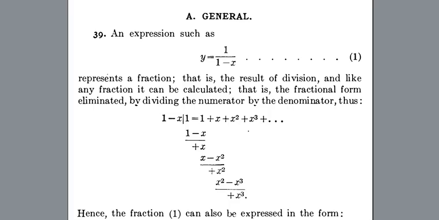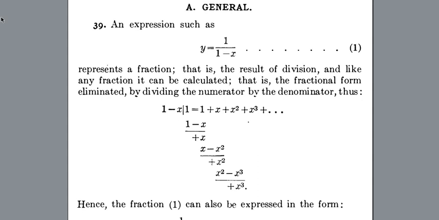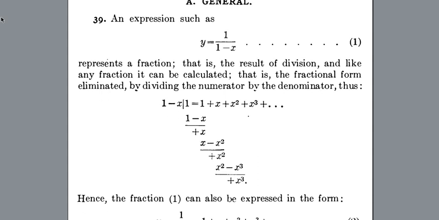denominator as follows. 1 minus x is divided into 1, resulting in 1 plus x plus the square of x plus the cube of x, and so on. The first step is dividing 1 minus x into positive x. The second step involves dividing x minus the square of x into positive x squared. Finally, x squared minus the cube of x is divided into positive x cubed.